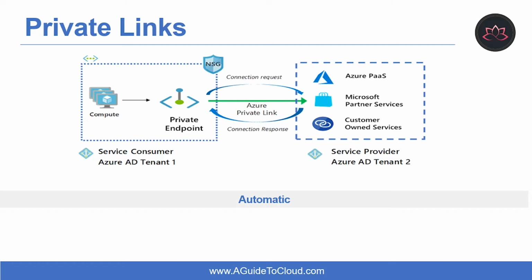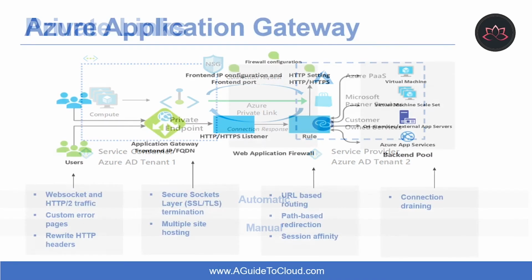And the second connection approval method is manual. On the contrary, if the service consumer doesn't have RBAC permission on the service provider resource, the consumer can choose the manual approval method. In this case, the connection request appears on the service resources as pending. The service provider has to manually approve the request before the connections can be established.